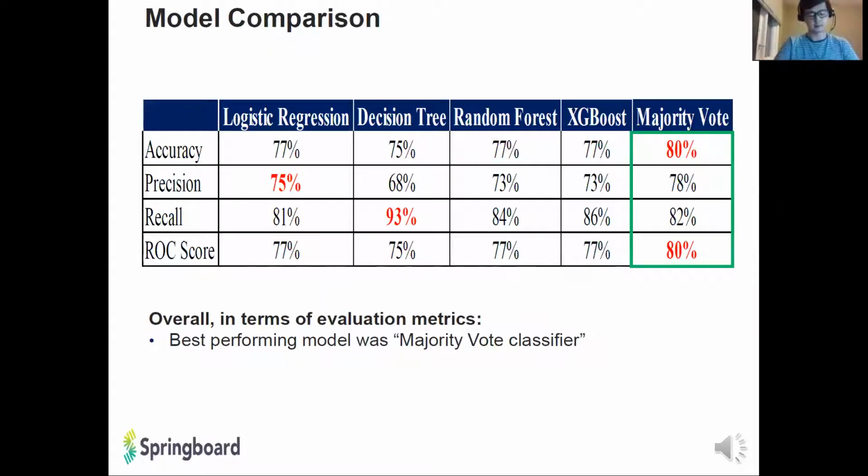So now moving on to the model comparison. Here is a summary table chart showing my model performance in terms of accuracy, precision, recall, and ROC score. Overall, in terms of the evaluation metrics, the best performing model that I had was a majority vote classifier with an accuracy of 80% and an ROC score of 80%.